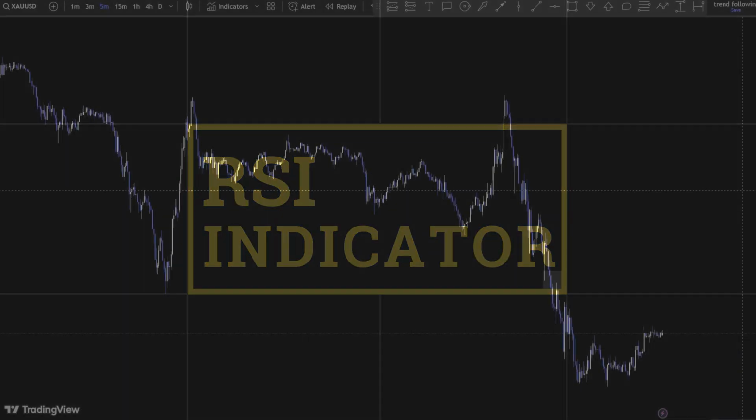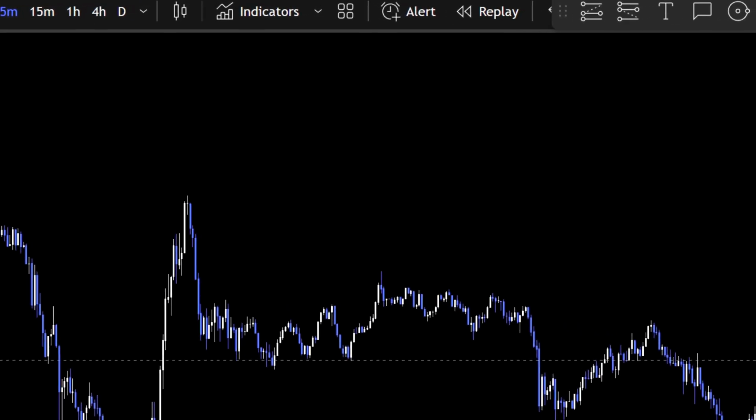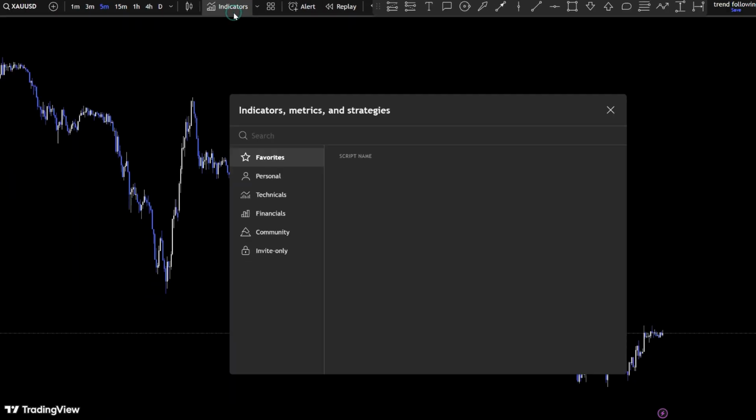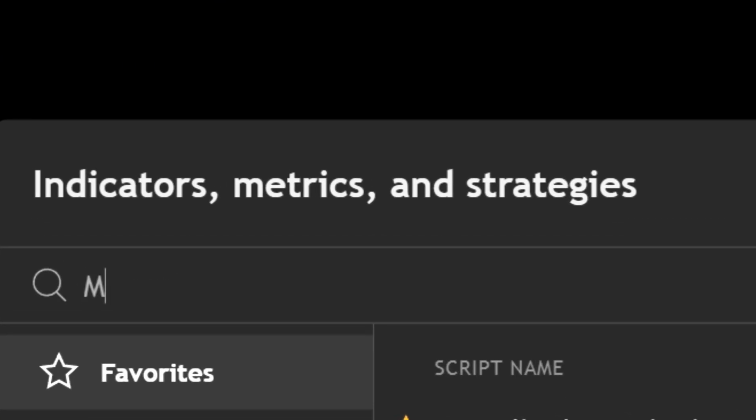Just like before, head back to the indicators button at the top of your TradingView chart, click that. And in the search bar that pops up, type in market bias.